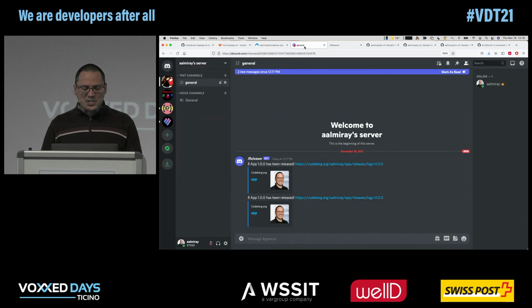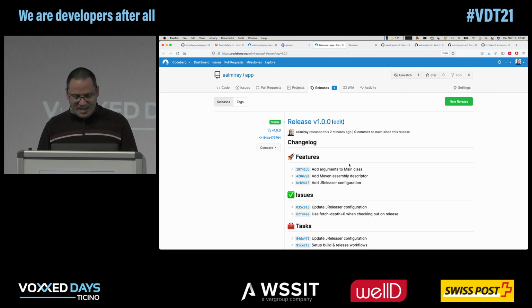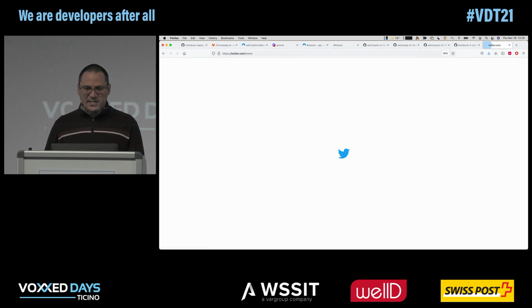And we go here into Discord, and there should be 2 announcements. And by default, it will point us to the release. So we click there, we go back to the release. That's great. But I also posted to Twitter, didn't I?